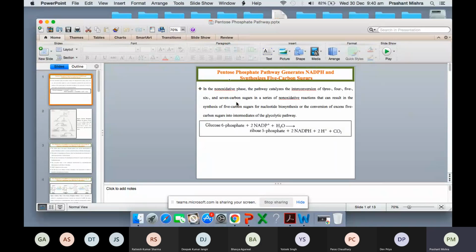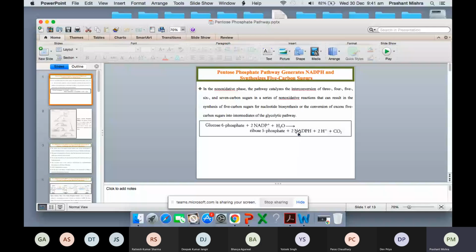Suppose you have a 6 carbon sugar and you want to convert it into a 5 carbon sugar, say glucose 6-phosphate converting to ribose 5-phosphate. Where do you require ribose 5-phosphate? You require it for nucleotide synthesis, for many coenzyme syntheses, and for several other processes. Other than that, you also get NADPH. NADPH is nothing but reducing potential, which will be required for other biosynthetic processes. So the first reaction of the pentose phosphate pathway leads to many other pathways. What I am trying to emphasize is that this is quite an important pathway which is responsible for different reactions.